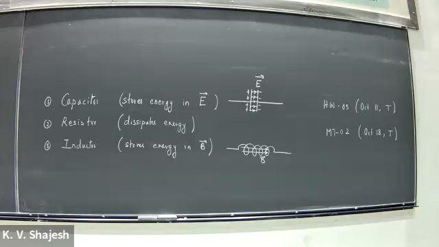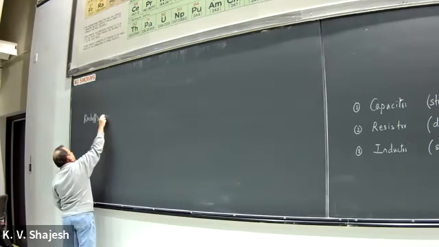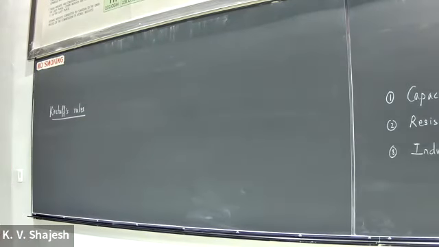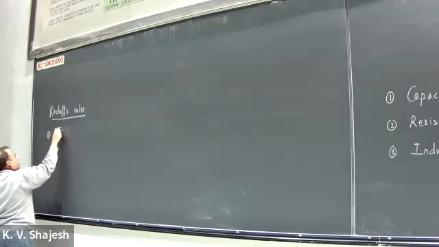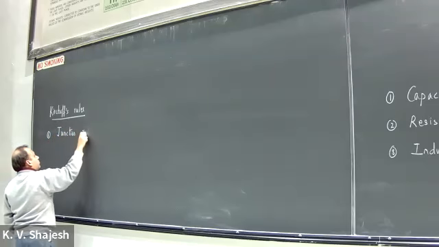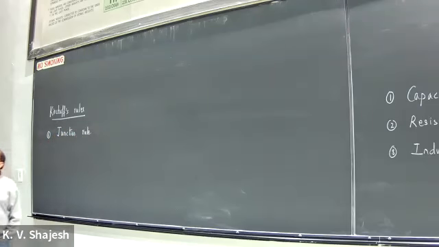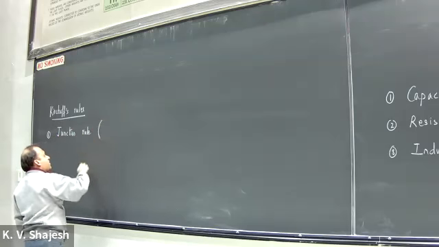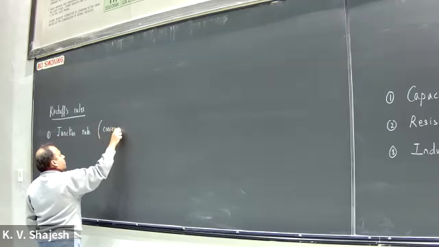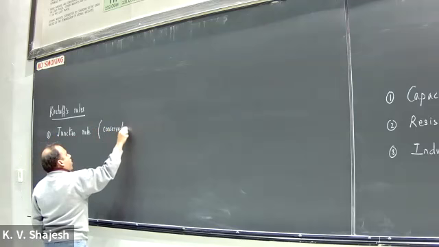Kirchhoff's rules. There are two rules. First one is called the junction rule. But this is just a name given. This is nothing but what we have already seen. It's a consequence of conservation of charge.